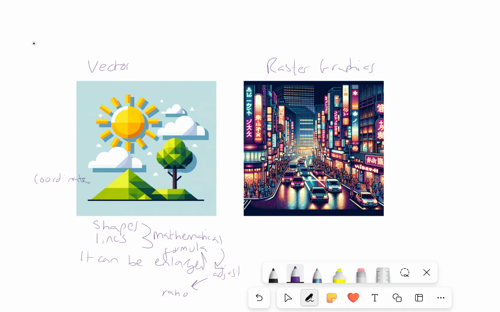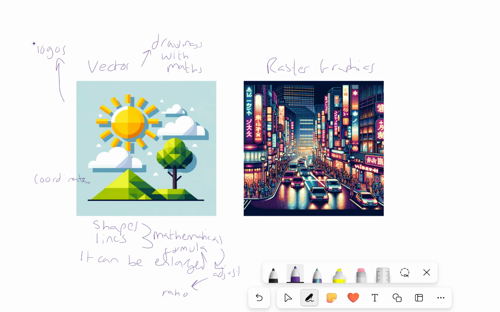You could give it an analogy that it is drawings with maths. That's what it is. So you can make it bigger, smaller, and it adjusts the shapes and the lines. So you would see vectors being used with logos, etc.